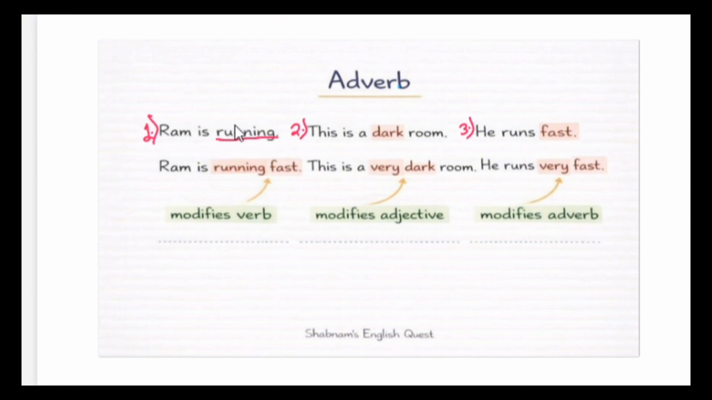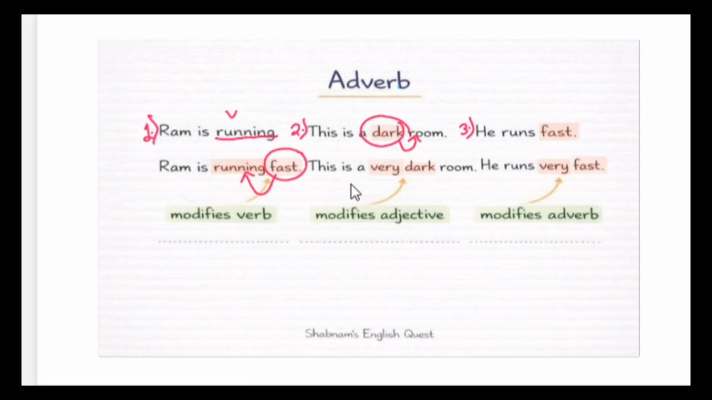Running is a verb, as we know, but if I say Ram is running fast, I'm telling you how he is running. So as you can see, fast is used for the word running, which is a verb. Because it is modifying a verb, it is an adverb. Let's see the next example. This is a dark room. Dark describes room. So dark is an adjective.